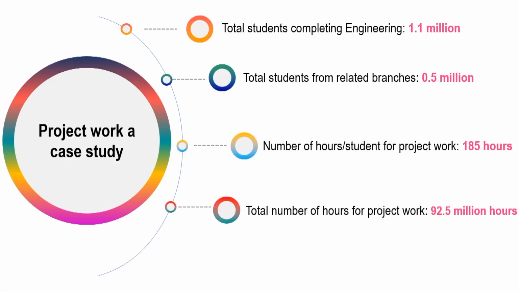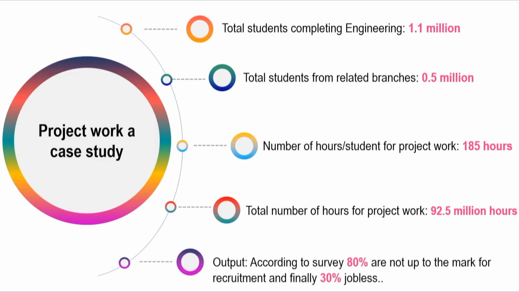If you put all those hours together, you find that 92.5 million hours of work is being done by the students who are about to graduate, who are about to enter the professional world. But sadly, the output of this is that many surveys are saying your students are not up to the mark, and finally the recruitment shows that 30% of students are jobless. It's a fact that jobs are there, let us not forget, but the type of skills and the type of attitude which a student must possess for the available jobs are not being handled through this important project work.